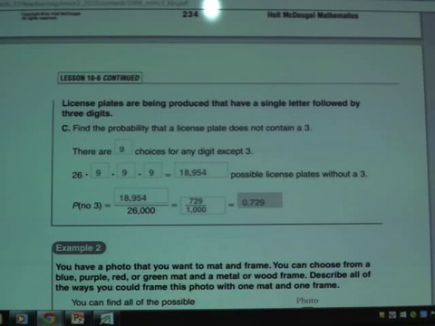All right, let's go ahead and take a look at number 2. It says you have a photo that you want to mat and frame. You can choose from a blue, purple, red, or green mat and a metal or wood frame. Describe all the ways you could frame this photo with 1 mat and 1 frame.